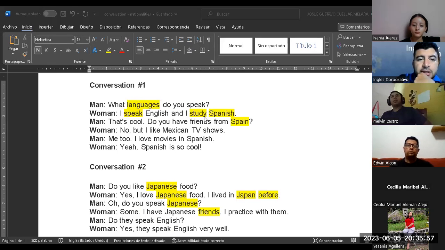Conversation one. What languages? Esta palabra sí es importante que la pronunciemos de la manera correcta, the correct form. Si solo fuera uno, language sería language, pero es plural. Languages.